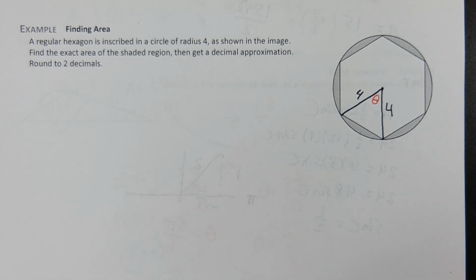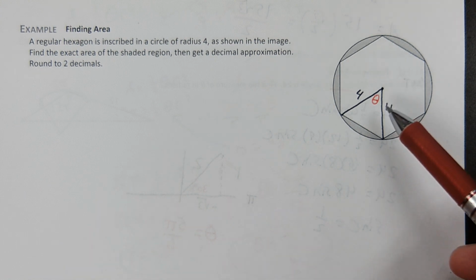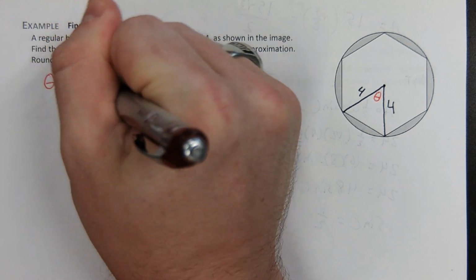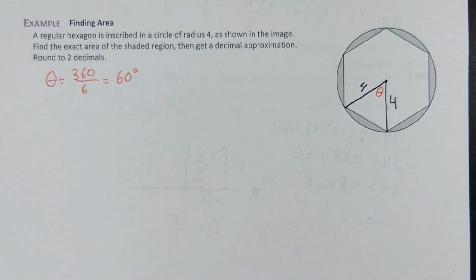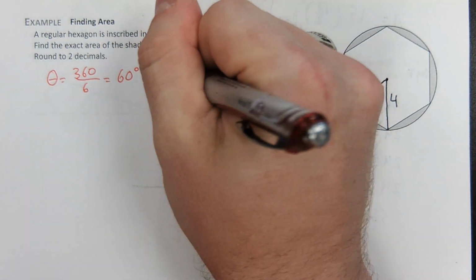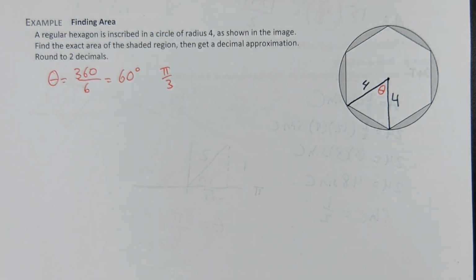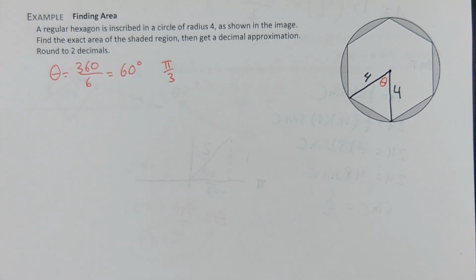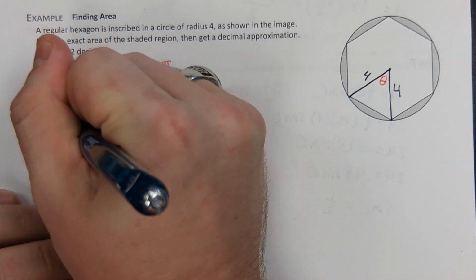Kelsey? Yeah, it's 360 divided by 6 because I could draw this same thing 6 times. So theta is 360 over 6, which is 60 degrees, which is also pi over 3 radians. So I can find the area of one segment and then just multiply by 6. And that's all we have to do. So let's find the area of the sector.